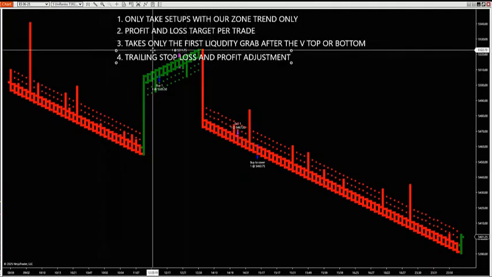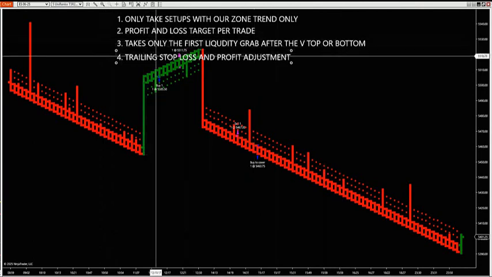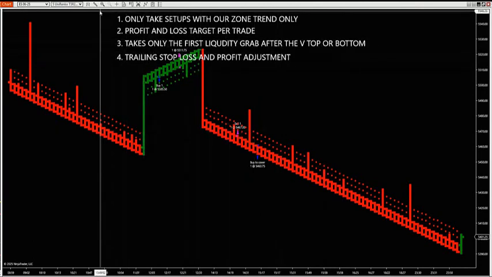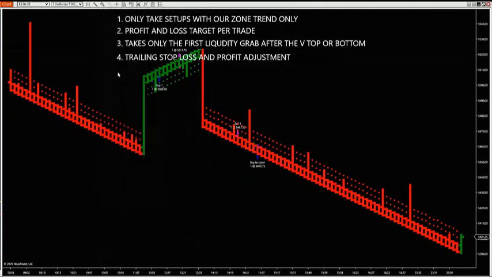The third thing, it takes only the first liquidity grab after the V top or V bottom. And then the fourth thing, you get a trailing stop loss and profit adjustment. And I'm going to show you how that works in a second when I do a little market replay here this morning. The fifth thing is you have time of day trades. So it's only going to take trades during the time of day.